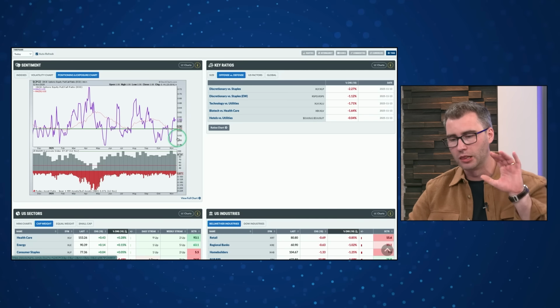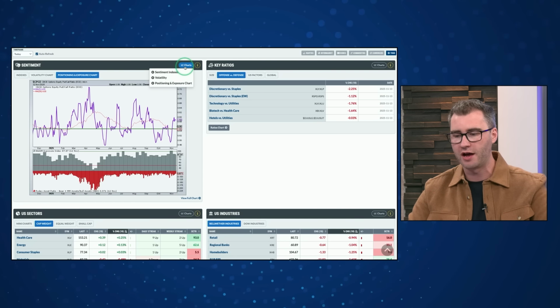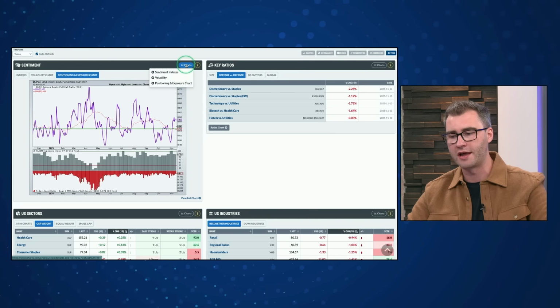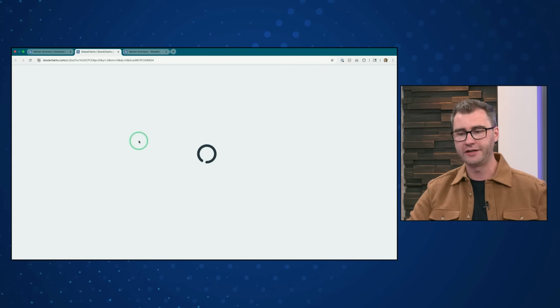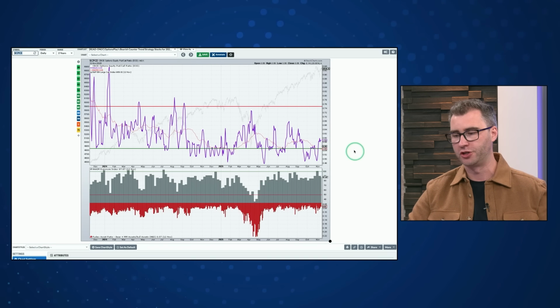for this market. I love this positioning exposure chart. It is a great one to use. And like we have with so many of those other panels, of course, you've got those different chart lists right up here. Or if you want to click on any of these charts, you can open up a full featured version, for instance, of that positioning exposure chart.